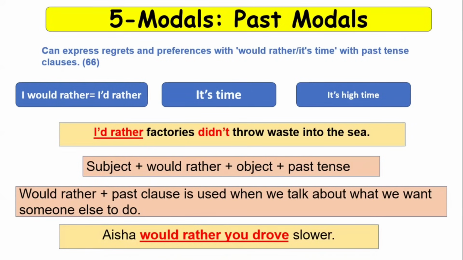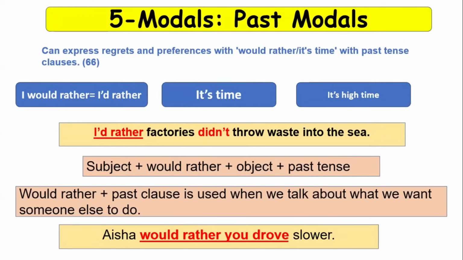So the word drove here is used in the past tense. Okay, I cannot say Aisha would rather you drive slower. Why? Because I'd rather is an expression I'm using to express a preference. I want this to happen, but it's not true. So the truth is usually the opposite of your hope right now. Aisha would rather you drove slower, but the truth is that you're driving fast.